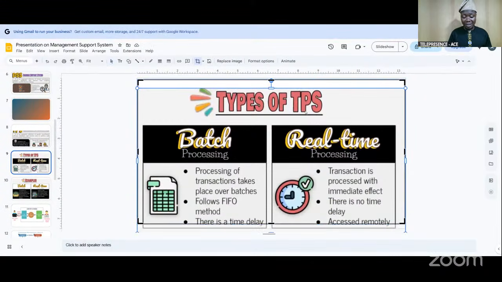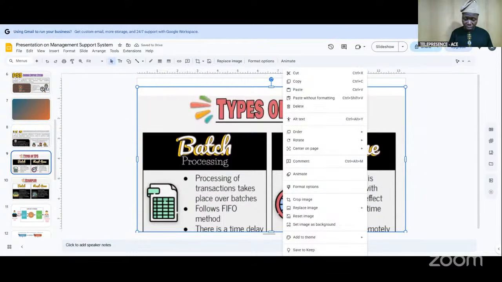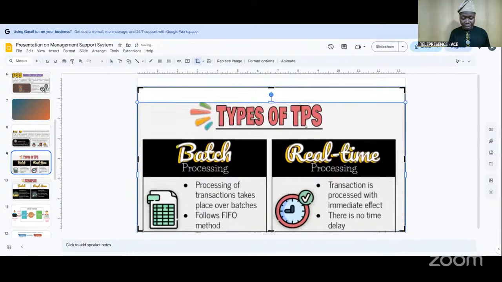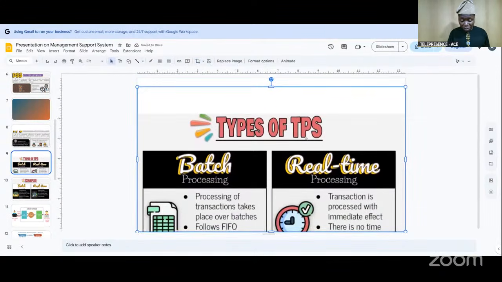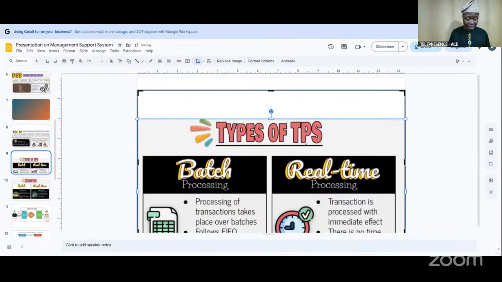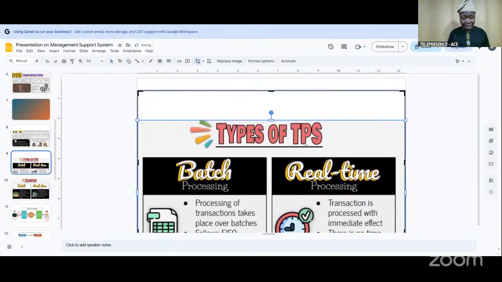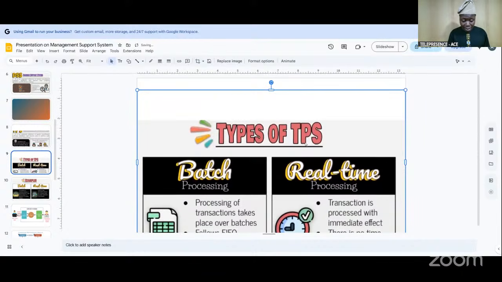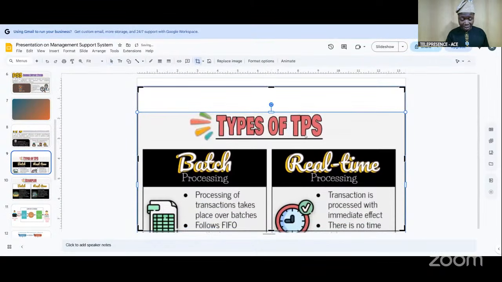Then batch processing system. Batch processing of transactions takes place over batches. They follow FIFO, which means first in, first out. And we have LIFO as well, last in, first out. So in batches, a process takes place according to the time of their arrival. That is batch processing, which is also a type of transaction processing system.